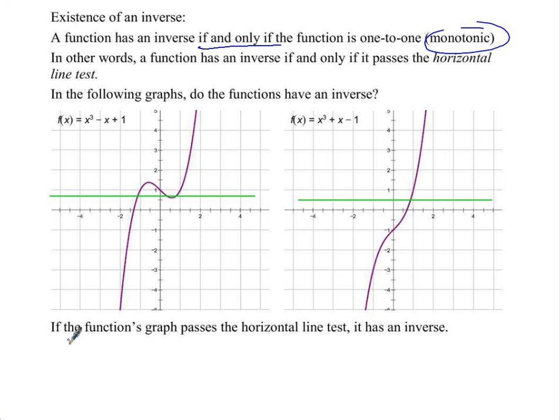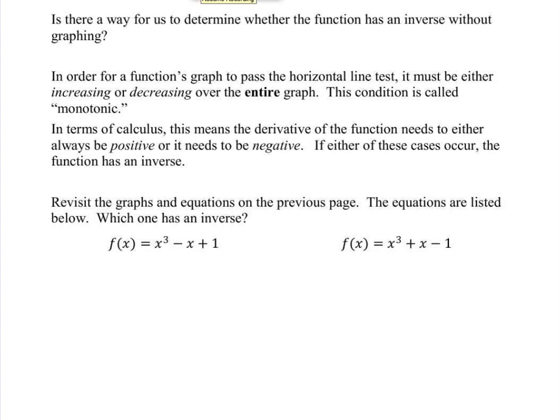If the function's graph passes the horizontal line test, then it has an inverse. And then we can find it. So, is there a way for us to determine whether the function has an inverse without graphing? Yes. The answer is yes, of course. It must be either increasing or decreasing over the entire graph. And from what we know about calculus, that means that we can take the function and do what to it? We can take the derivative. And then we can find out if it's always increasing or always decreasing. And if we can do that, then we can say whether or not there's an inverse.